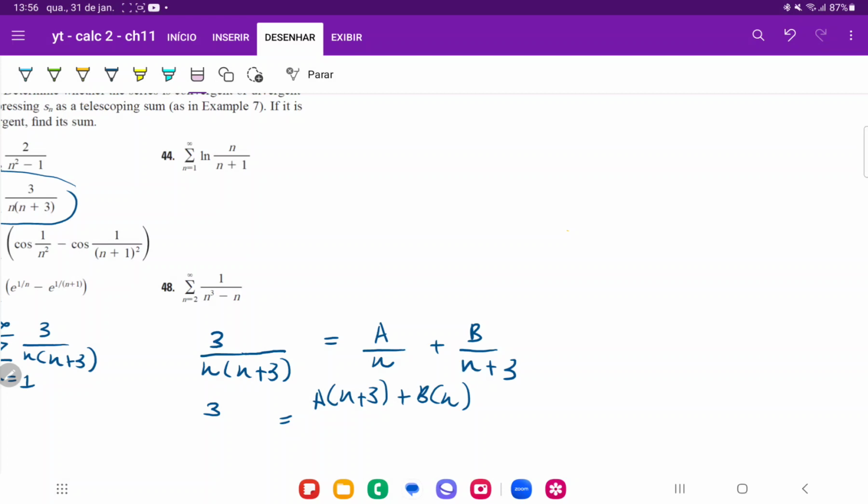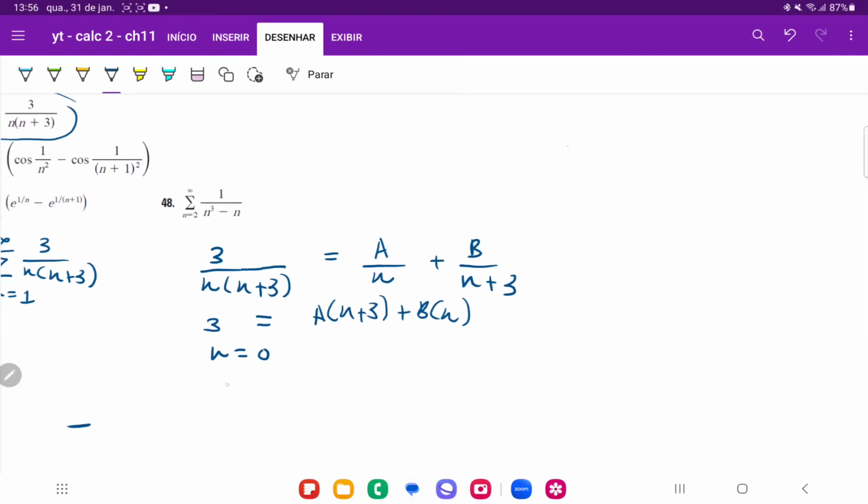Now, if this equation here is going to work, it has to work for every single value of n that you plug in. So what we're going to do here is choose strategic values of n that are going to help us eliminate some of these constants. So first let's choose n equal to 0. If we plug in n equal to 0, we're going to get 3 on the left hand side is equal to a times (0 + 3) plus b times 0, and that's going to eliminate b. So we're going to have 3 equal to a times 3, which therefore means that a is equal to 1.